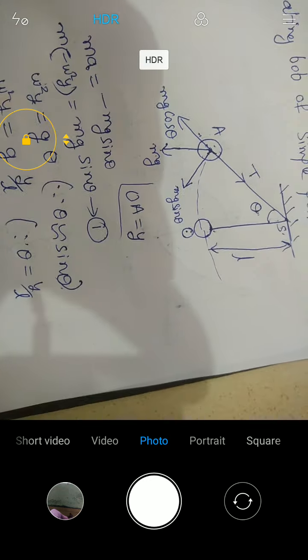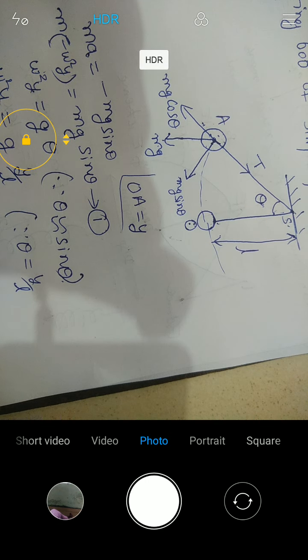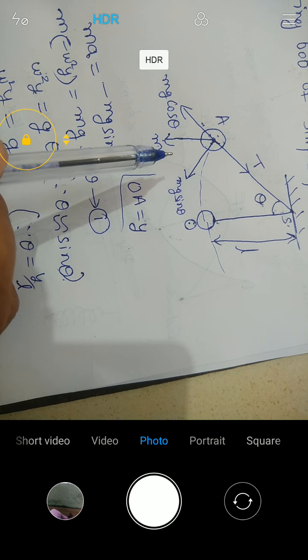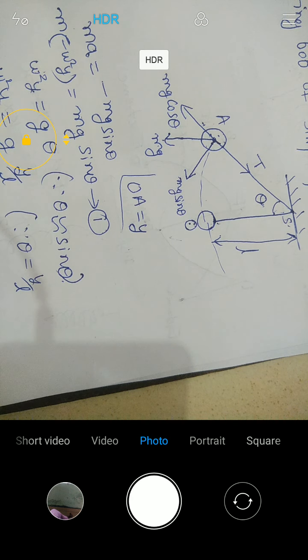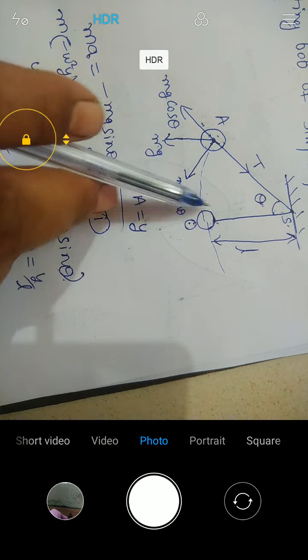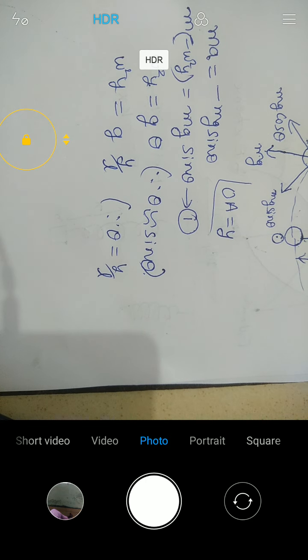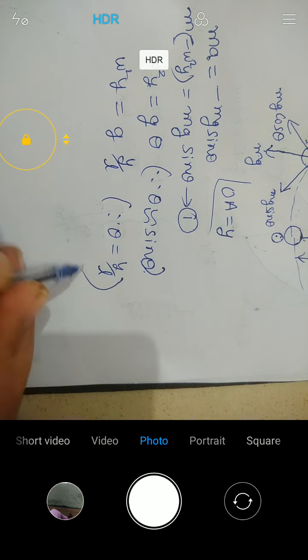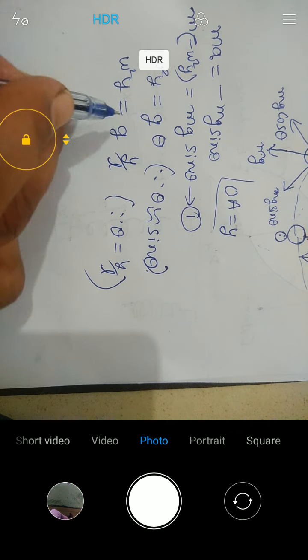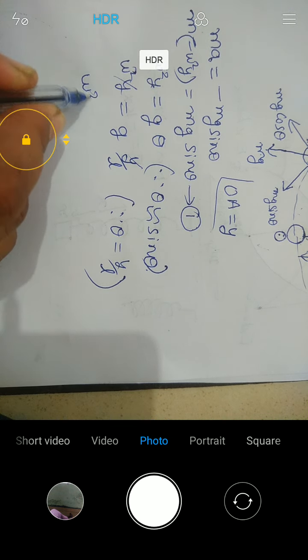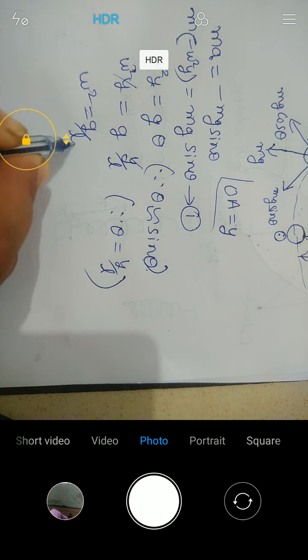So you should see theta is y by L, because sin theta is the opposite side divided by the hypotenuse. Okay, so it is y by L. Because of that reason, theta is y by L. Then y gets cancelled, and omega square is equal to g by L.